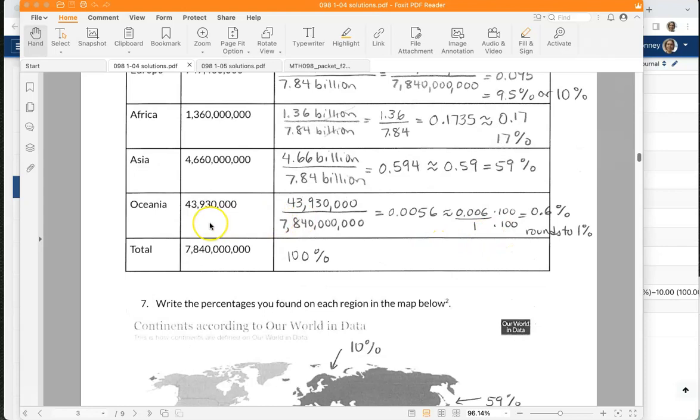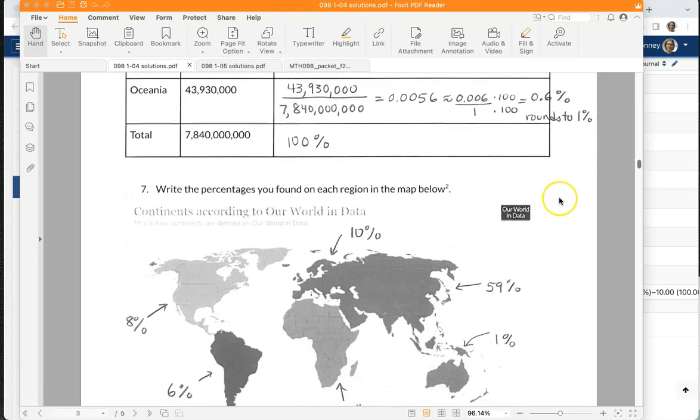Down here, Oceania is a very small part of the world, population-wise, and so we end up with less than 1%, 0.6%. And this is a case in which it is important to write the decimal over 1 and show the scaling, because it's easy for people to mess up and miss that it's 0.6%.